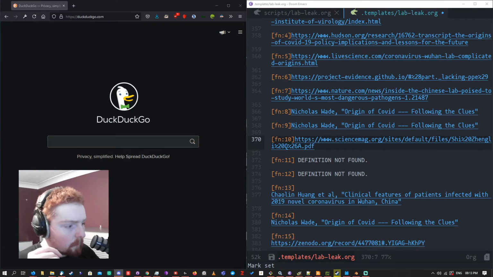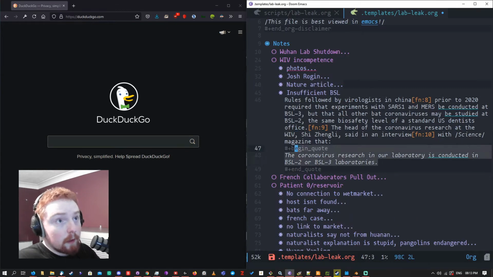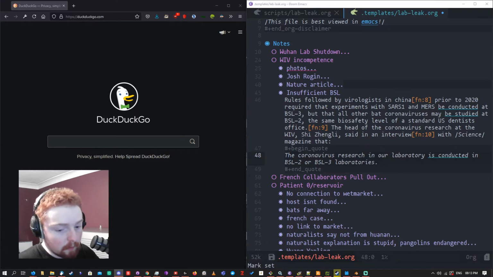So basically, Shi Zheng-li, in that interview I sent in General, I can get you the exact quote. She says, "The coronavirus research in our laboratory is conducted in BSL-2 or BSL-3 laboratories." So it's not just the one laboratory that is a BSL-4 lab. Researchers really don't like working in BSL-4 because it's a big pain. You basically have to get a spacesuit on to do all your work. It's very stuffy and you can't work for that long. So they prefer to work in BSL-2 or BSL-3. And BSL-2, I have to note here, is the same biosafety level as a US dentist's office. Yes. So completely insufficient.